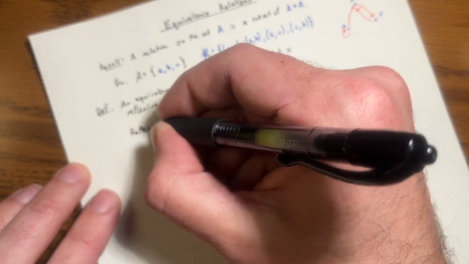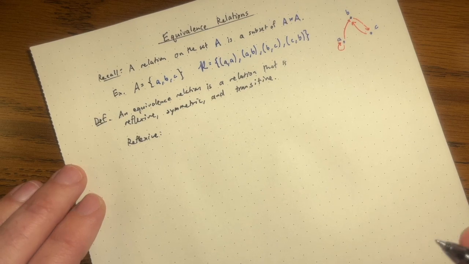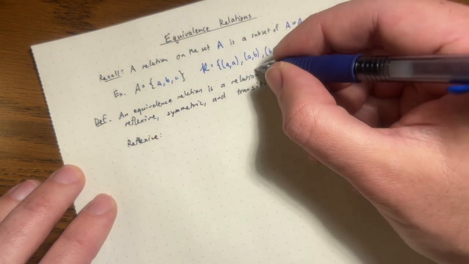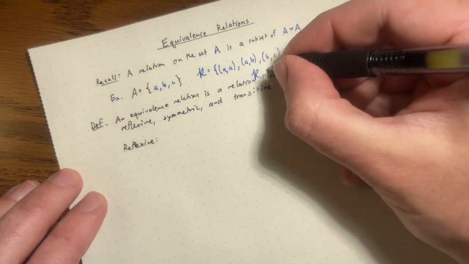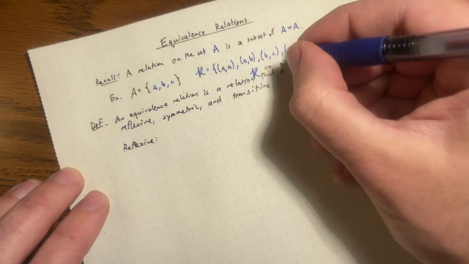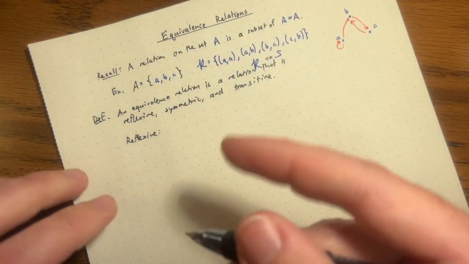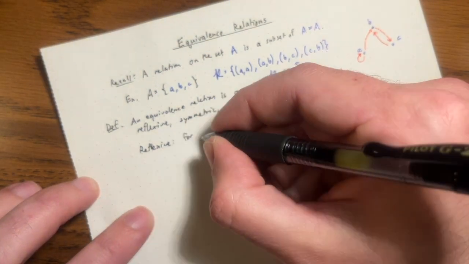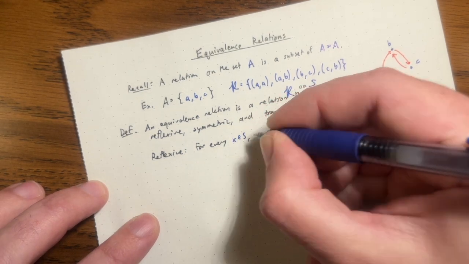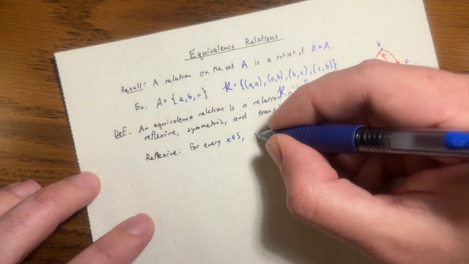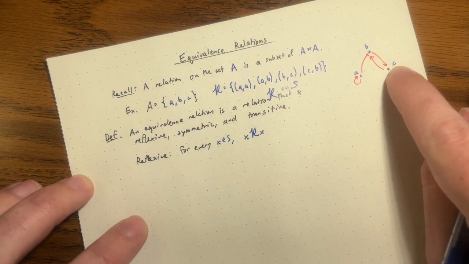Reflexive means, so let's call our relation R. Let's say it's on a set S. Reflexive means that for every element of S, so for everything in my set, X is related to itself. So this is already not reflexive. C is not related to itself.